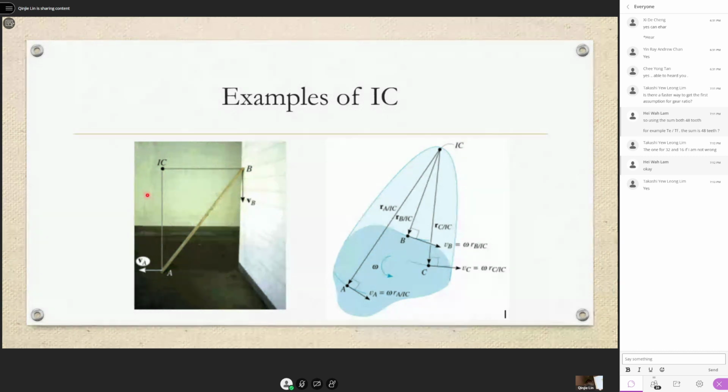Okay, why do we want to find this IC? Because this whole object at that particular instant is like a rotation about this point here. Okay, then you can start analysis from there already. And this is another example of IC. If we have different points, and the motion comes together, the vectors converge to one point, right? That must be the IC.